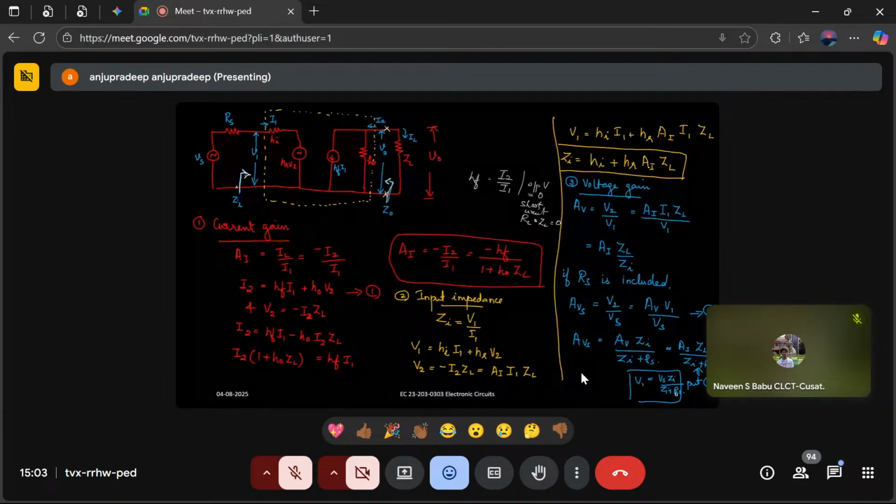Again, if ZL is equal to 0, so if you are short circuiting the output side, then what will happen? The second term will go, and you will be resulting in ZI equal to HIE. If it is common emitter configuration, then it will be HIE, and HIB or HIC, whatever it is. So the generalized input impedance equation is HI plus HR AI into ZL. Now the third parameter. Have you taken down?